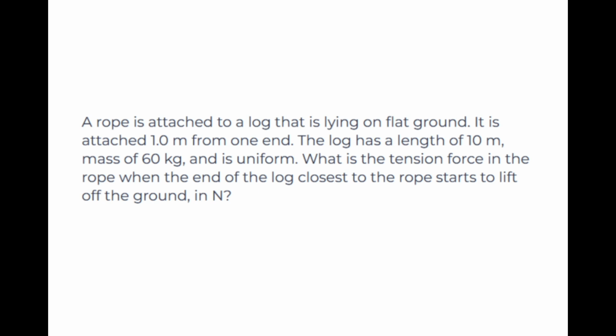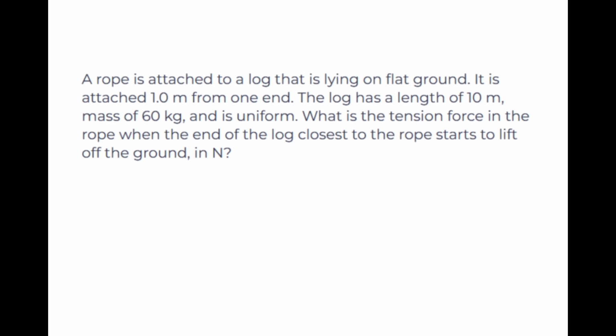Question 5. A rope is attached to a log that is lying on flat ground. It is attached 1.0 meters from one end. The log has a length of 10 meters, a mass of 60 kilograms, and is uniform. What is the tension force in the rope when the end of the log closest to the rope starts to lift off the ground in newtons?